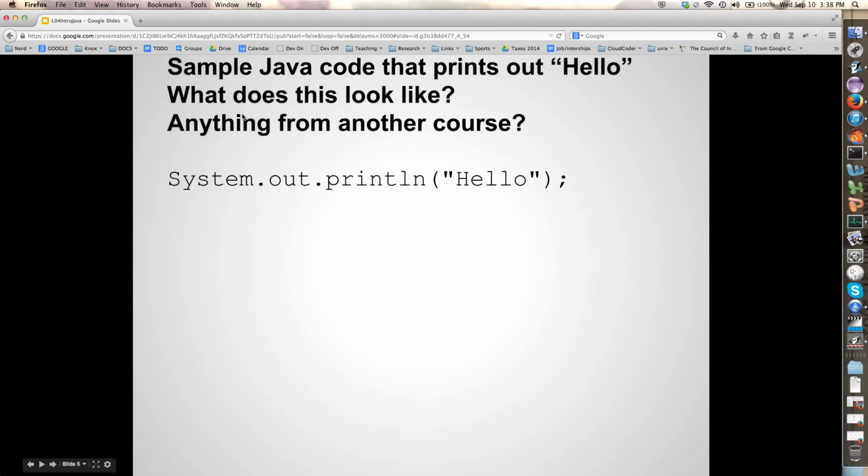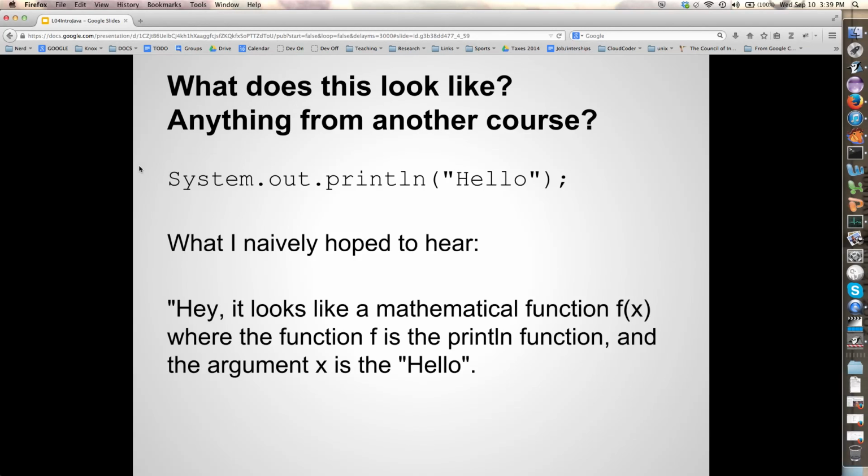So, I did this when I was first teaching introductory Java, back in the 2000s. I showed this little sample bit of code, that first line of BlueJ code we saw, System.out.println("Hello"). And I asked the students, okay, what does this look like? Does this look like something else from another course? And some years I'd get the answer I was looking for, which was, yes, it looks like a mathematical function, f of x, where the function f is the print line function and the argument x is the hello part.